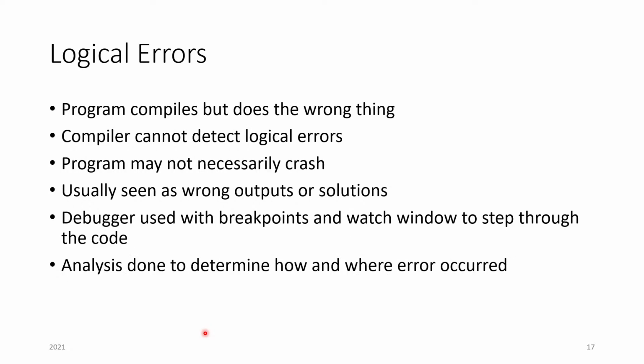Logical errors is when your program does build and executes, but it produces the wrong output. Your compiler can't detect this for you. In some cases, your program may not crash, but it still produces the wrong output. So when this actually does happen, you're going to have to break out your breakpoints and your watch window and your step-through functions in order to observe step by step what is actually happening and try to resolve the error at this point in time.